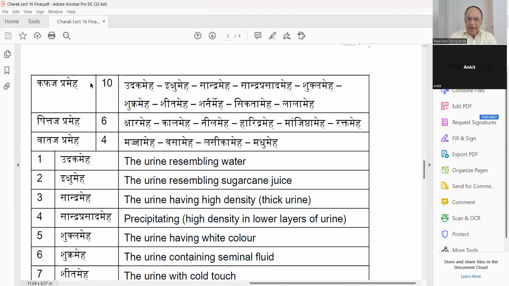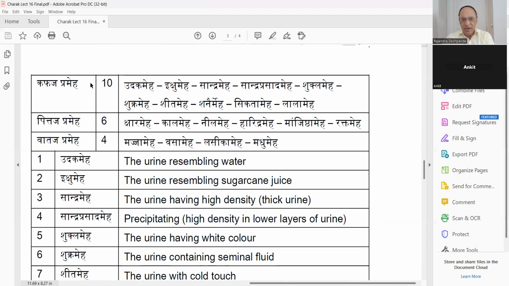Kaphaja Prameha has 10 types. Don't forget this, again, for MCQ, AIAPGET. How many? Kaphaja Prameha 10, Pittaja Prameha 6, Vataja Prameha 4. Keep it in mind. Try to remember. Kaphaja Prameha 10, Pittaja Prameha 6, and Vataja Prameha 4. You will have to remember their names too. We have given the explanation.